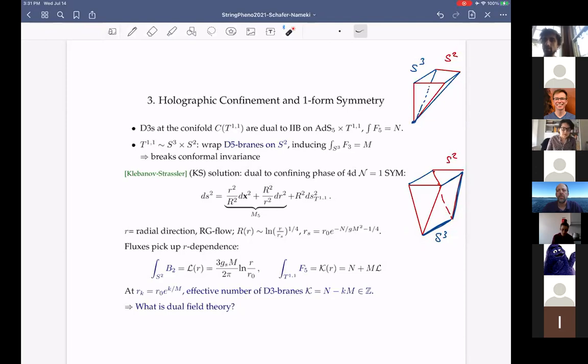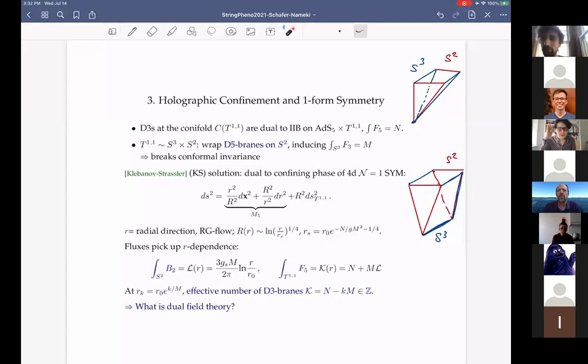Yeah, so my interpretation would have been that if you sit in the IR at the bottom of the throat, then it's very hard to distinguish N from N plus 1, because it has to do with, let's say we couple it to a compact bulk, and it has to do with how long the throat is towards the UV, which is a UV question.